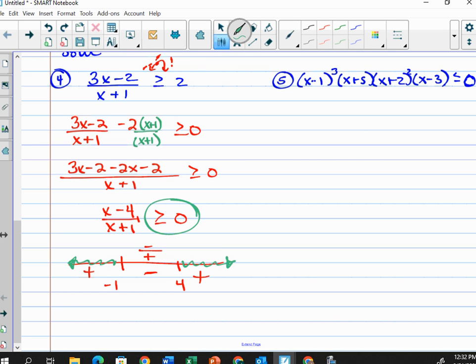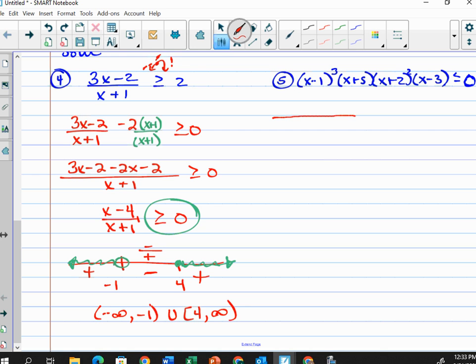Am I including the -1 and the 4? Just the 4, yeah. Not the -1, okay. Why can't I include the -1? It's a denominator. What would it make in the denominator if I included -1? 0. We don't want 0 in the denominator. Okay, so any of those critical numbers that came from your denominator, automatically right from the start, they are not included in your answer. Okay.